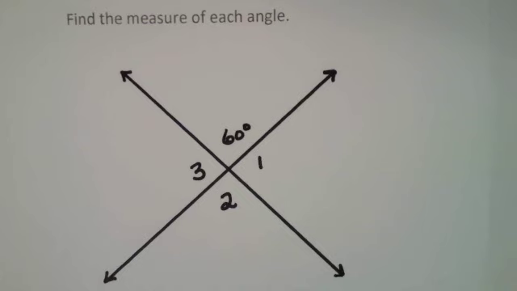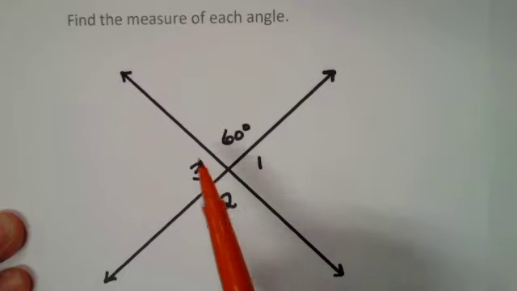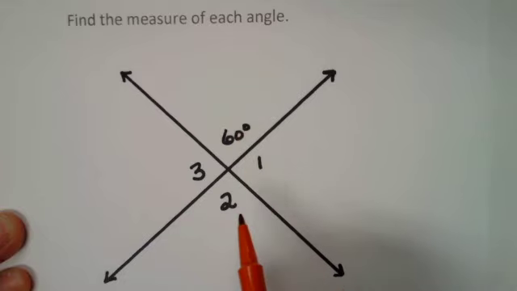Find the measure of each angle. So I'm going to use all the knowledge I've gained so far about vertical angles and a linear pair to figure out what the measure of each one of these angles is. If we remember, angles that are across from each other and are the exact same size and shape are equal. That means if this one's 60 degrees, this one right here is also going to be 60 degrees.